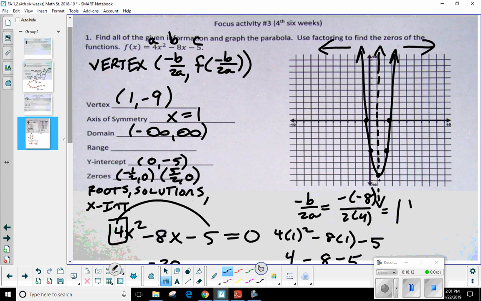Okay. Let's see. Evelyn, what's the range? No, now it does go up to positive infinity, but it does not go down all the way. So in fact, where's it stop? Negative 9. Will the negative 9 be included? Yes. So I'm going to put the bracket negative 9 to infinity. Or you could say all y greater than or equal to negative 9. Okay, whatever you like. All right.